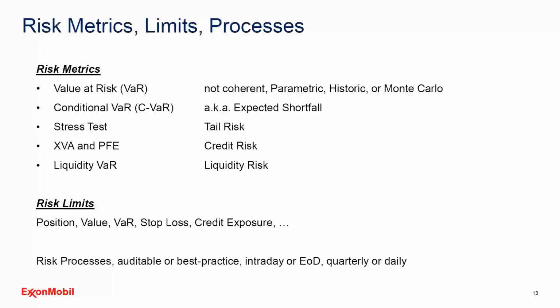And people also track credit risk in terms of XVA or potential future exposures. And liquidity risk is also a big headache. So usually on top of the VaR, people calculate a liquidity VaR adjustment. So these are just a part of the risk metrics people are using.